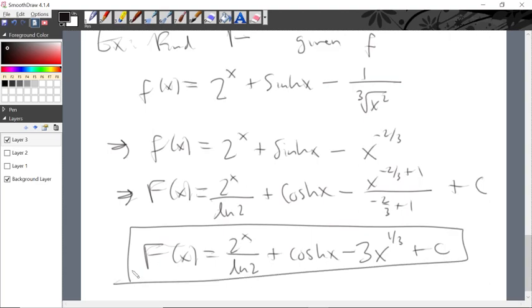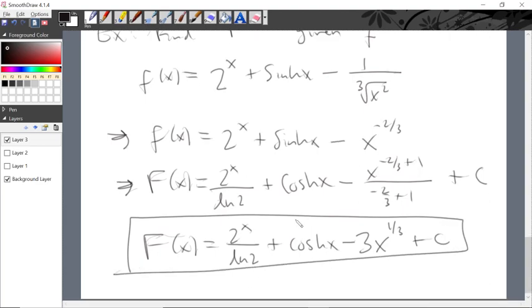Check by differentiating now. The derivative of 2 to the x over ln of 2, f prime of x, is going to be 2 to the x times the ln of 2, and then divided by the ln of 2. Those are going to cancel each other out, leaving us with just 2 to the x. The derivative of cosh x is sinh x.